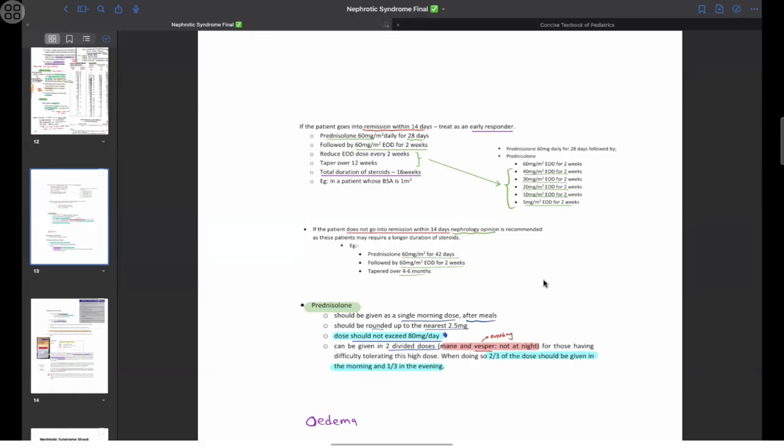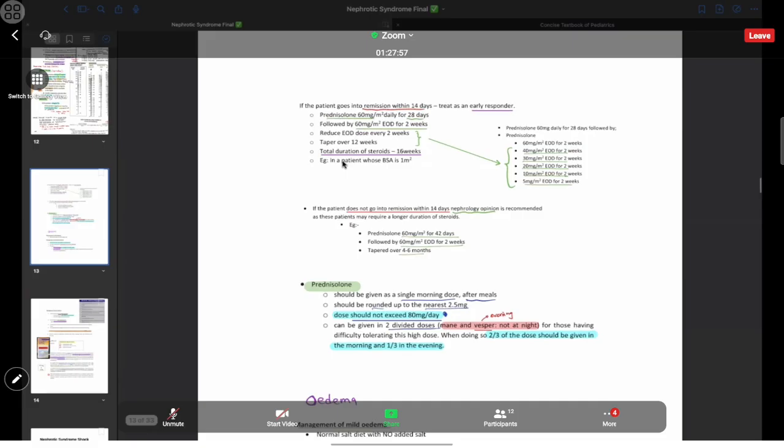You can give it in two divided doses, especially if they are getting a lot of GI side effects. You give it in the morning and in the evening, 2/3 of the dose in the morning and 1/3 in the evening. The reason we give it in the morning is so that it matches the normal circadian rhythm of cortisol in your body. That's why we give the majority of the dose in the morning, even when dividing it in two doses.